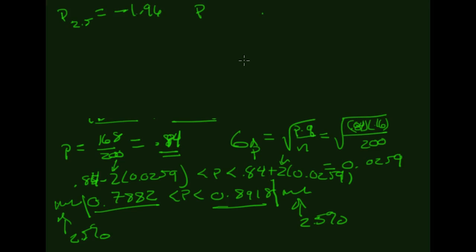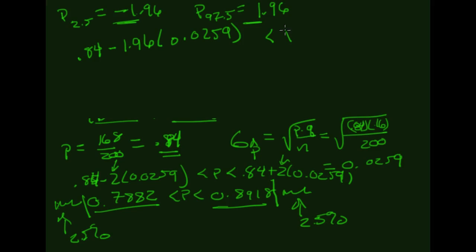And the 97.5th percentile, you can work that using the inverse norm on the calculator, is positive 1.96. So if I want the 95% confidence interval with only 5% error, 2.5% below, 2.5% above, what I want to do is take 0.84 minus 1.96 times the standard deviation, 0.0259, is less than 0.84 plus 1.96 times the standard deviation, 0.0259.